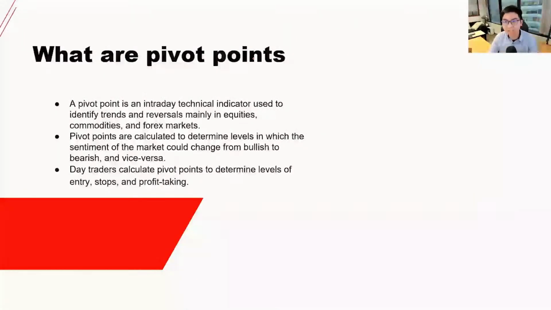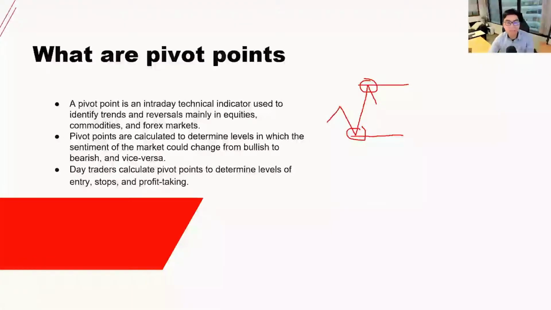Okay, what are pivot points? Let's say the chart goes up, down, up, down. So where are the pivot points? A very simple pivot point is the top and the bottom, the low and the high. So you can call it the previous high or the previous low.